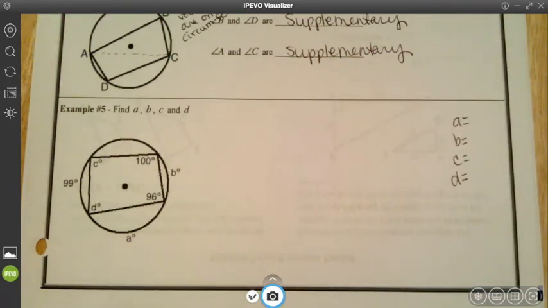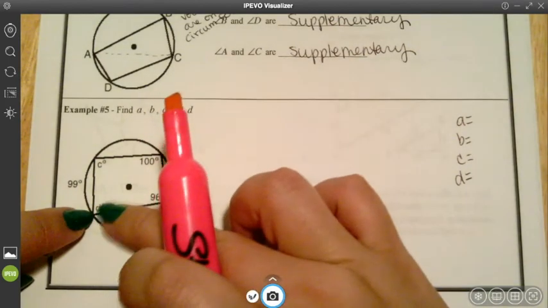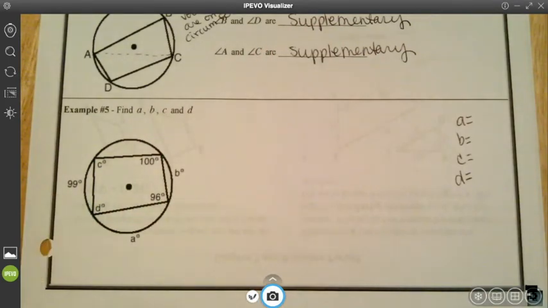And I'm going to use colors to help kind of keep track of everything that's going on, because there's a lot going on in this circle. Let's start with angle D. Angle D and angle 100 are across from each other. I don't actually need the color yet.